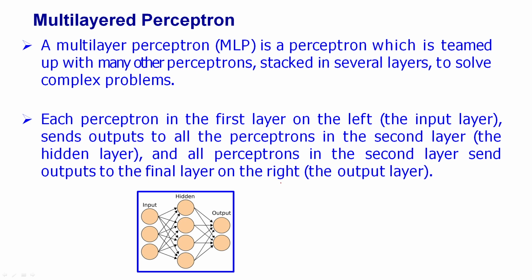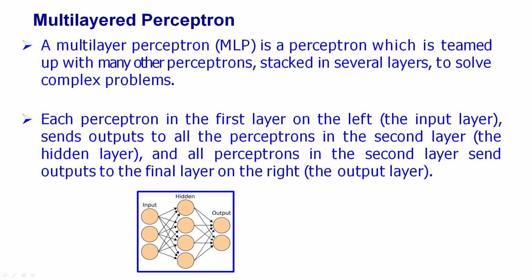Now, what is multilayer? A multilayer perceptron is a perceptron which is basically teamed up with many other perceptrons. But how is that done? They are stacked in several layers, like here you have input, hidden, output, right. There are many hidden layers possible. I have shown only one layer, you can have hundreds of layers.